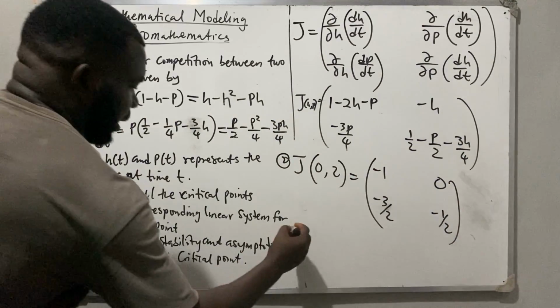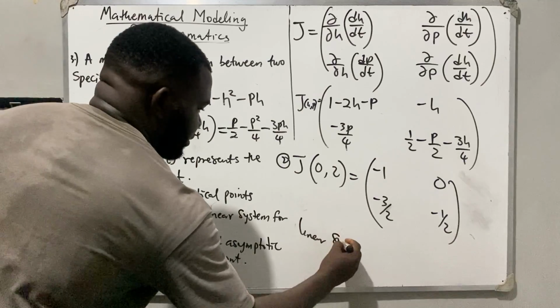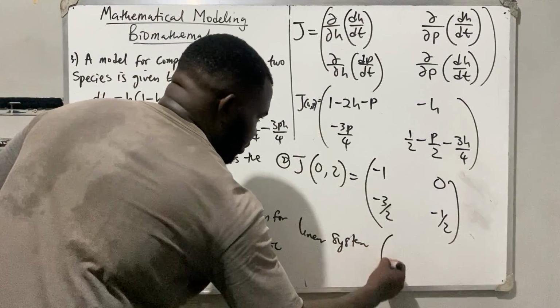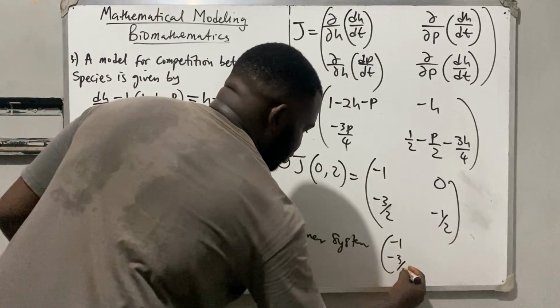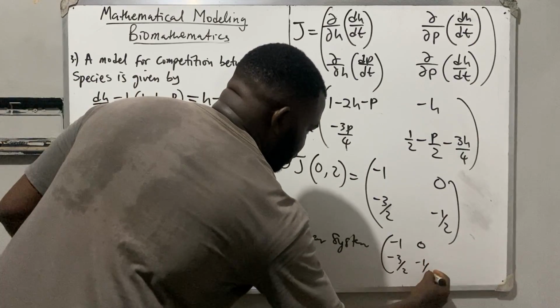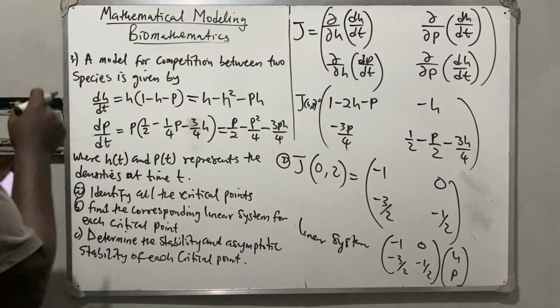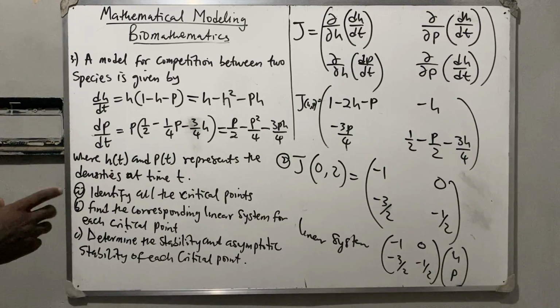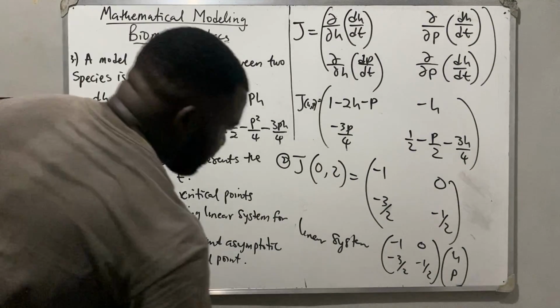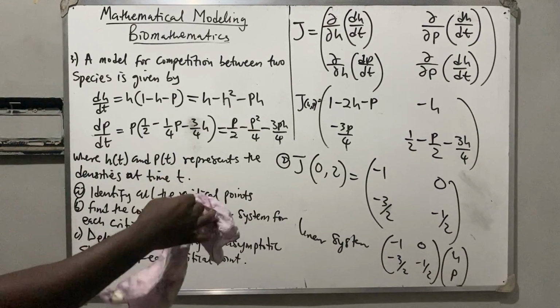Okay? So you tell them that the linear system will now be minus 1, minus 3 over 2, 0, and minus 1 over 2, then H and P. So that is the linear system. So we should find the corresponding linear system. Permit me to clean here to do the next one.